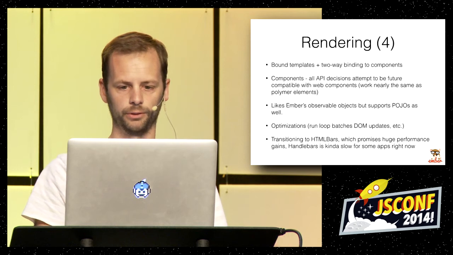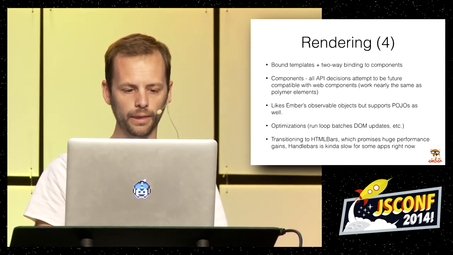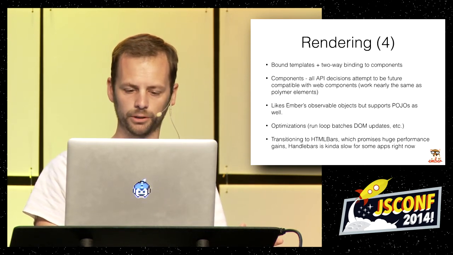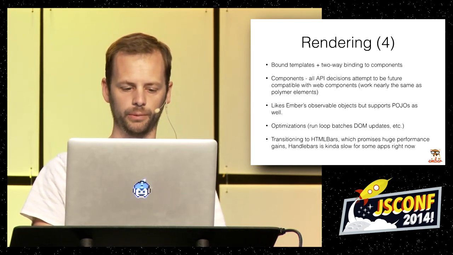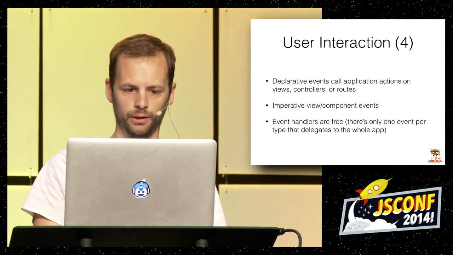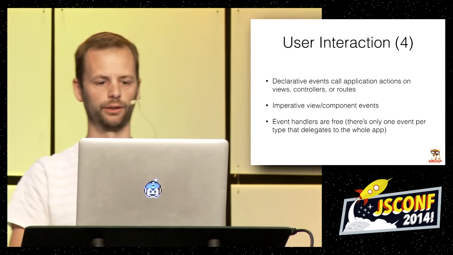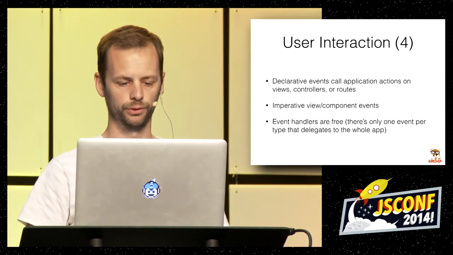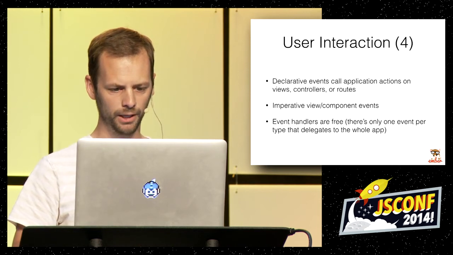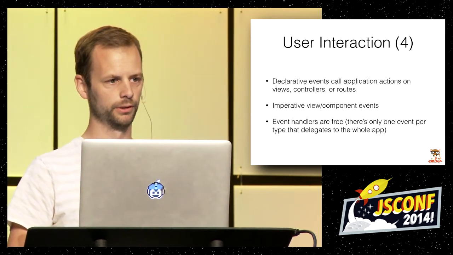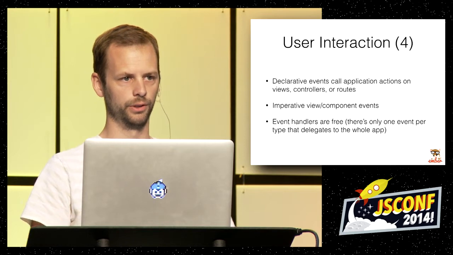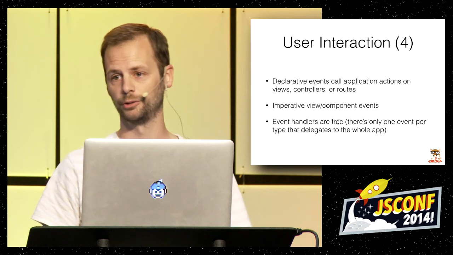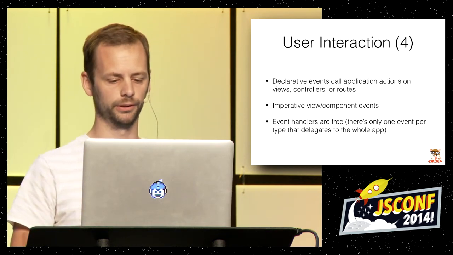Rendering, it's got bound templates. It's actually very much like Polymer. Yeah, sometimes it can be a little bit slow with Handlebars, but HTMLBars is coming out. It's going to make it a lot faster. User interaction, same as some of the other ones. You got the declarative events in your HTML that map to actions on your controllers and views and routes. But you also get imperative view and component events. So if you need to drop down to that level, sometimes it's a lot more convenient or just a better place to do your events imperatively rather than always having them in your templates.